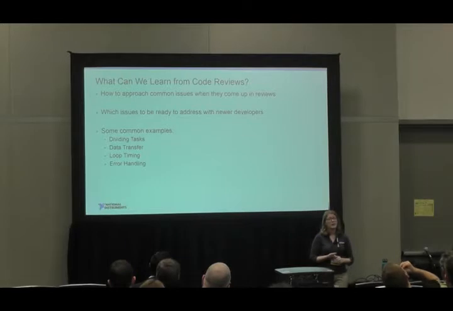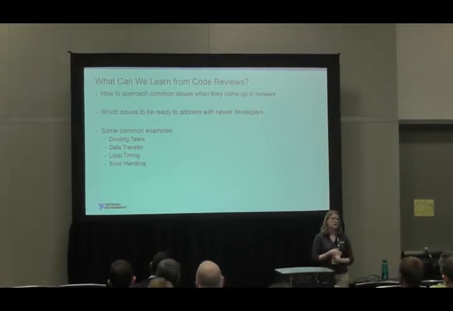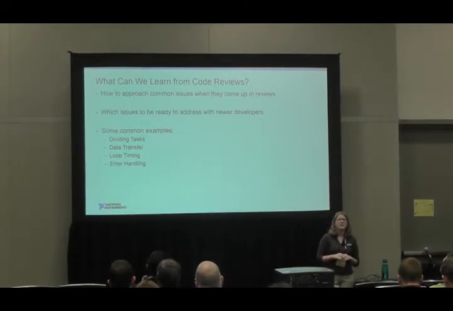There are 4 main categories that we'd like to cover. One is dividing tasks: how do we divide tasks between loops? Then data transfer practices, loop timing, and error handling. And then we'll cover some additional issues that didn't fit into a major category at the end.